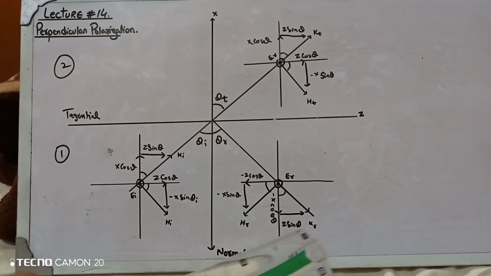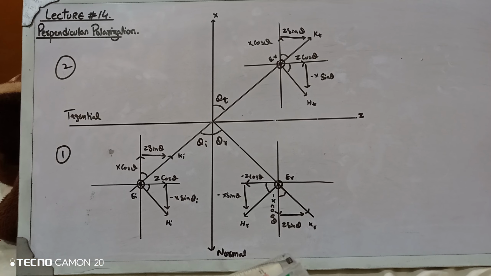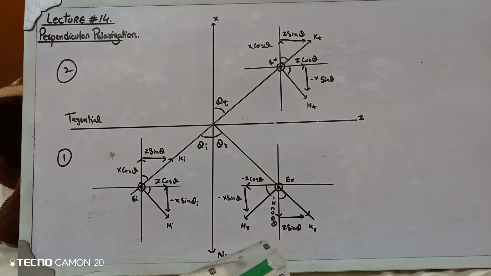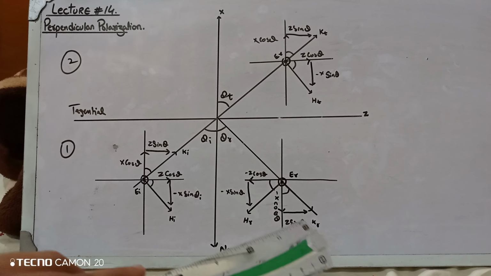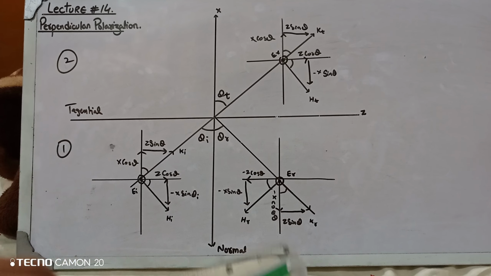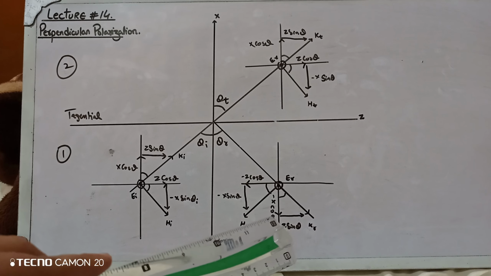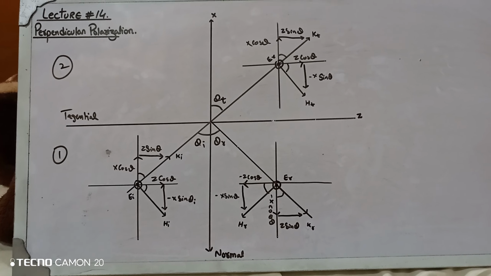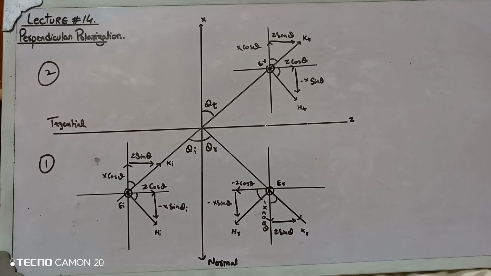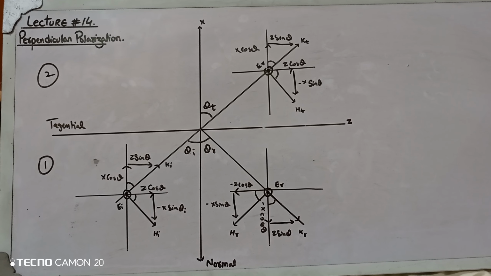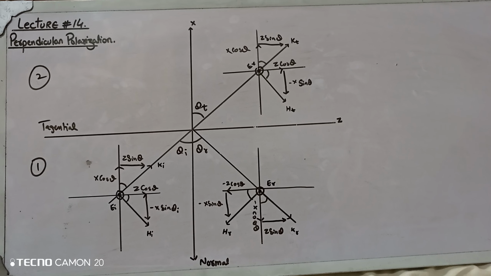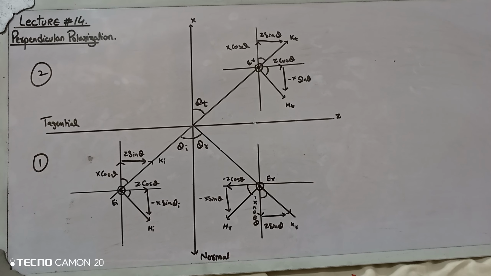Similarly, as far as the wave propagation components are concerned, this is in the positive z direction and this is the vertical component, so that's why it is sine theta. And this is the horizontal component, which is in the negative x direction, so it is x cos theta. Now what you have to do is write the field equations of region 1 and region 2. So let's start by writing the field equations.